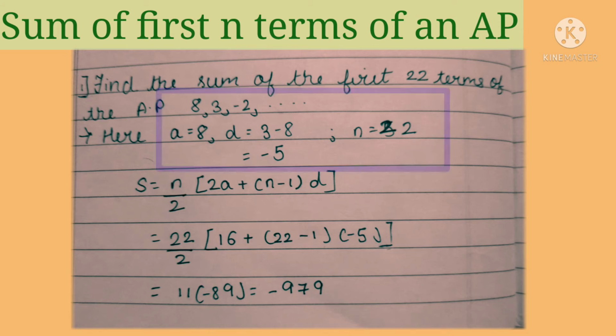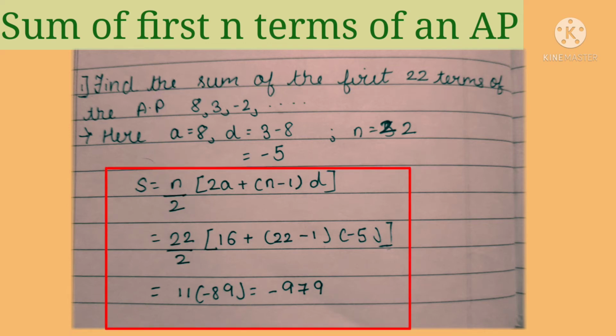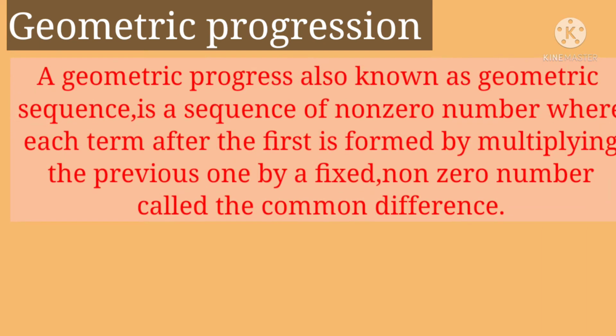The formula is n by 2 into (2a plus (n minus 1) into d). Accordingly, I have put in the values, and according to the BODMAS rule, we need to do the bracket values first, and afterwards the multiplication or division. That's what I have done here, and we got the answer as minus 979. If we need to find the sum of the first 100 terms, this formula will be so useful. Now let's move on to the geometric progression, that is, GP.